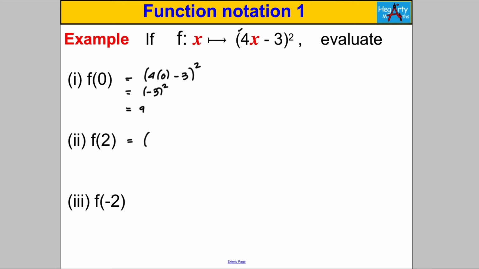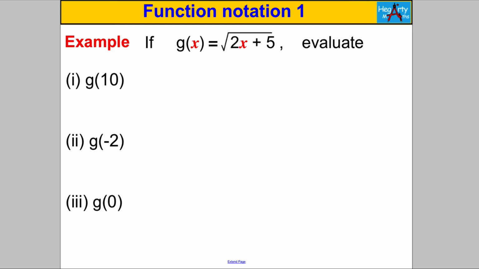Next one, bracket. 4 multiplied by 2 take away 3 all squared. 4 multiplied by 2 is 8. 8 take away 3 is 5. So this is 5 squared, which is the answer 25. Next one, keep that bracket. 4 multiplied by negative 2 take away 3 all squared. Now 4 multiplied by negative 2 is negative 8. Negative 8 take away 3 is negative 11 squared, which is going to be positive 121. And we're done. Next one, pause the video, have a go.